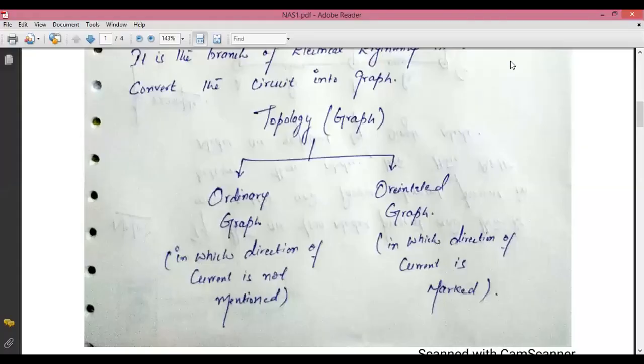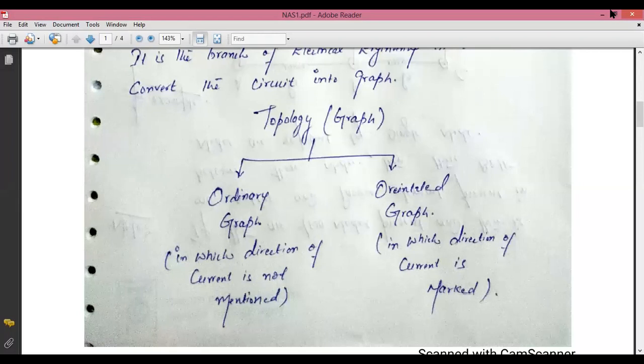I can say network topology is basically a combination of network and topology. What do you mean by network? I have discussed with you. Now, what do you mean by topology? Topology means a graph. And in topology, there are two types of graph. One is called ordinary graph and another is called oriented graph. Now, the question comes how this graph can be made. I will discuss with you later on.